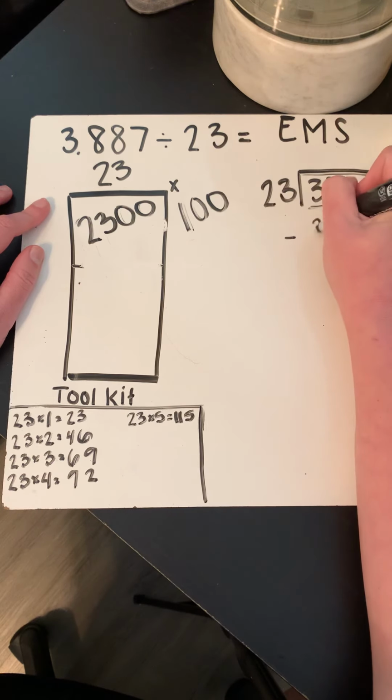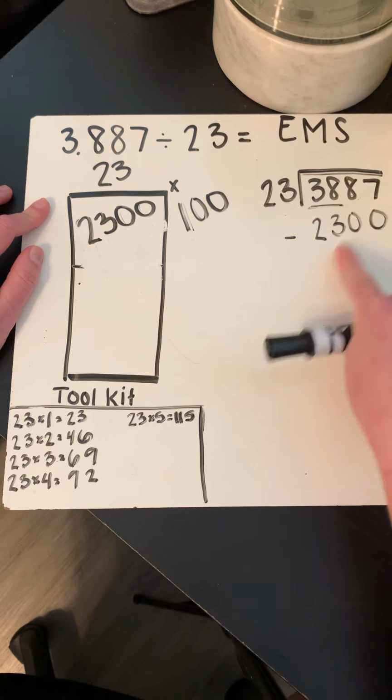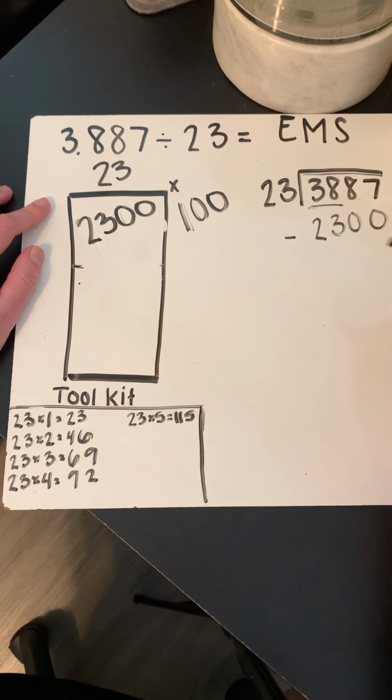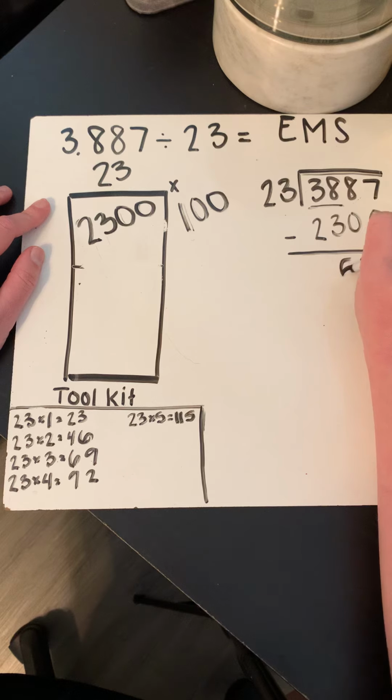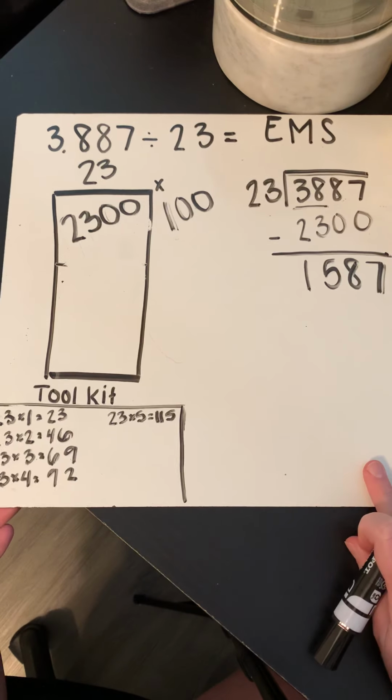So I'm going to take 2,300 away from 3,887. When I do that subtraction, I end up with 1,587.